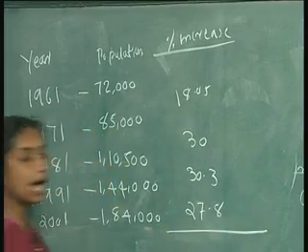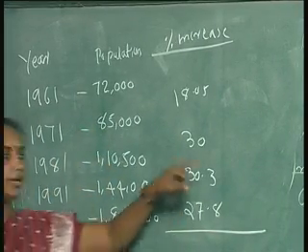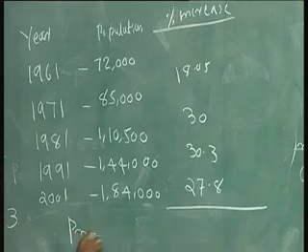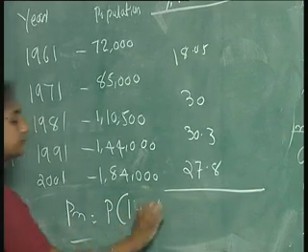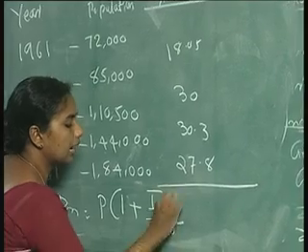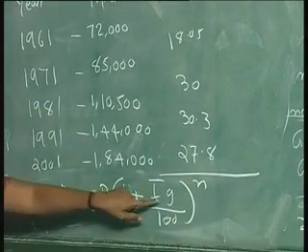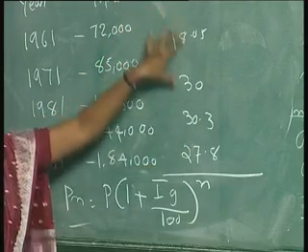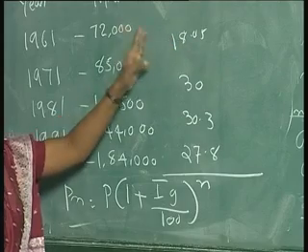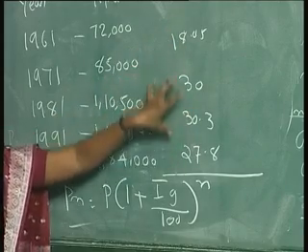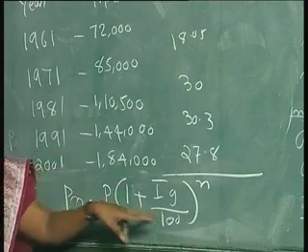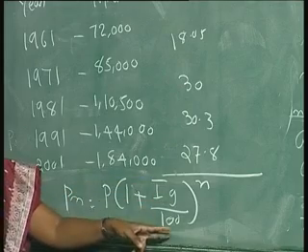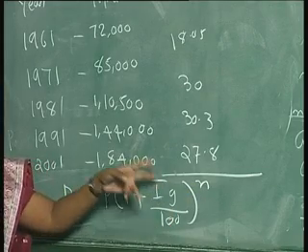So we can find out what is the average percentage increase, and if you want to find out the population after n decades, you can use this formula: Pn equals P into (1 plus Ig by 100) raised to n. Ig is the average percentage increase. You find out the percentage increase in each decade, and from this we can find out the average percentage increase. So the population after n decades is equal to P into (1 plus Ig by 100) raised to n, where Ig is the average percentage increase.